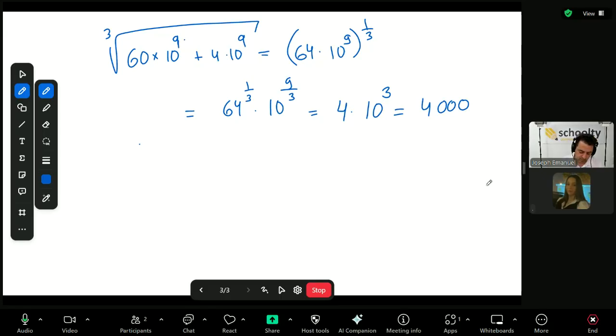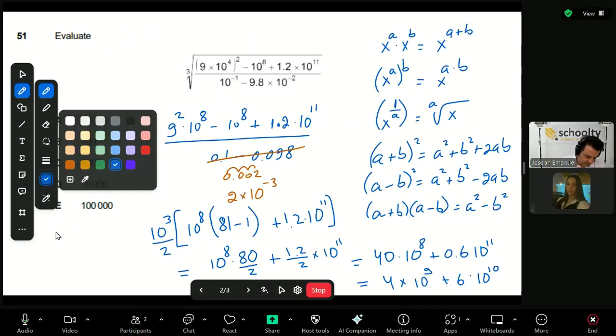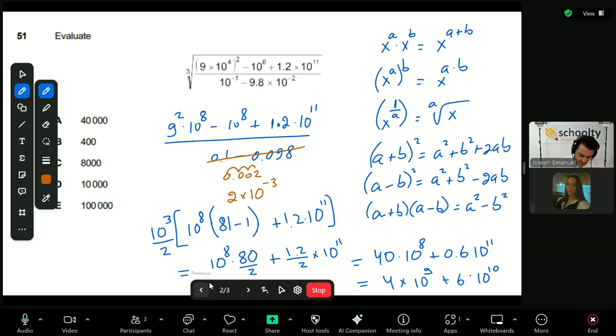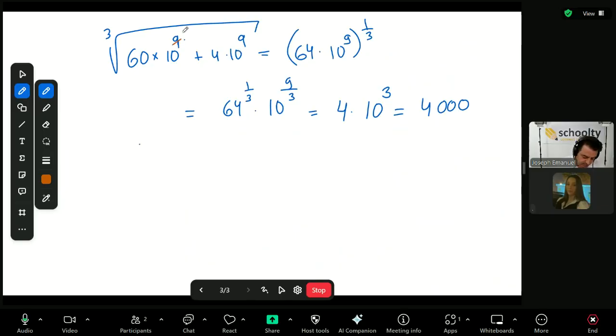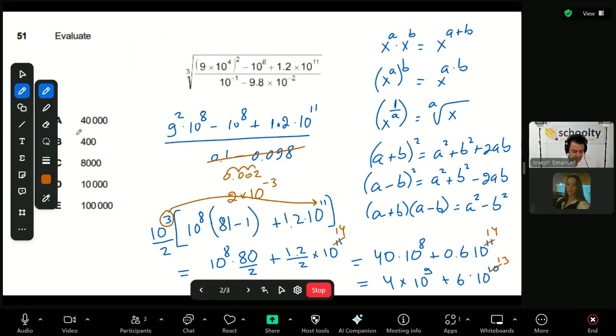So let's go back. I think we missed something. What did we miss? 10 to the power 3. Yeah. So this one is not 11, this one is 14. This one is 14, so this one is 13, and here it is 12. So this is 12, so this is 4, and this is 40,000. So the answer is A.